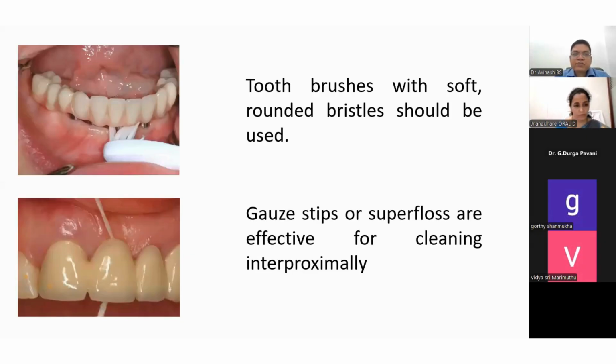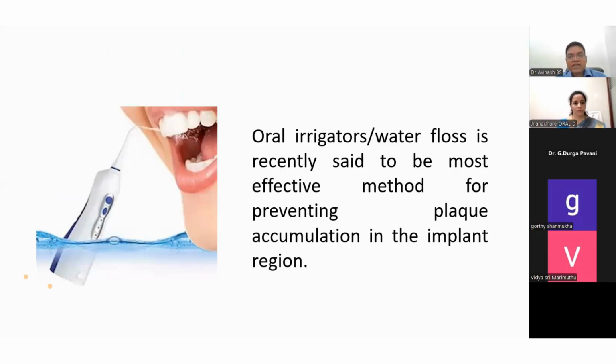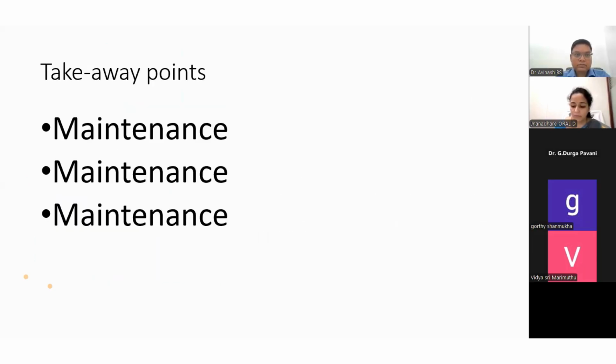Toothbrushes, specialized toothbrushes for maintaining around the implants are available. You can use even super flosses or oral irrigator devices like water floss. The takeaway point here is one thing: maintenance, maintenance, and maintenance. If you don't maintain, then the implant tends to fail. Along with that, make sure there is adequate keratinized tissue available.